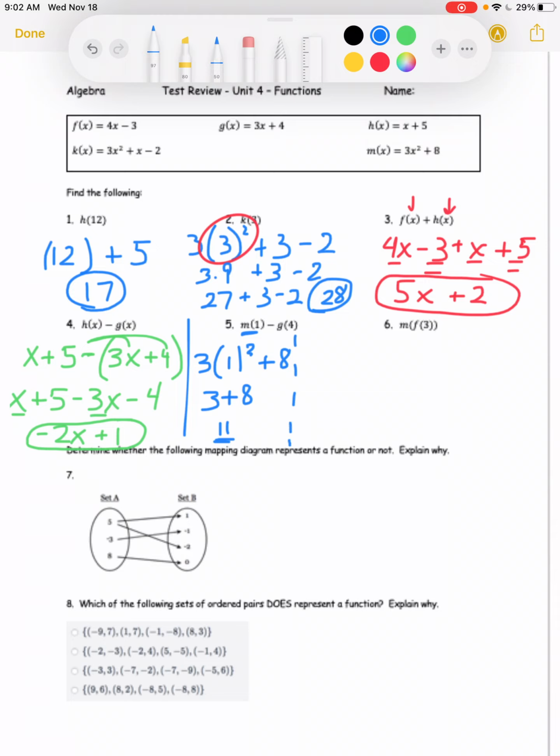Then g of 4 means that I'm going to take function g and plug 4 in for x. 3 times 4 is 12. 12 plus 4 is 16. So that's my second answer, but I'm going to subtract those two. So I'm really just doing 11 minus 16. 11 minus 16 is negative 5.